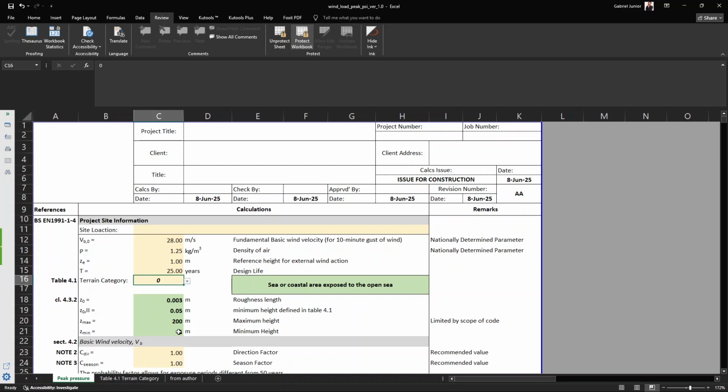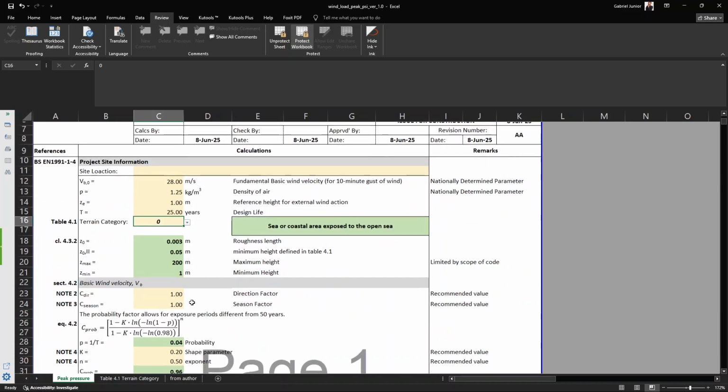Now the maximum height, this one is just a value which has been determined based on the scope of the Eurocodes, especially this part, Eurocode 1, part 1.4. So it considers only a maximum height of 200 meters, so you cannot go beyond that. Rather, you need other guidelines or guides to help you to determine wind action for that.